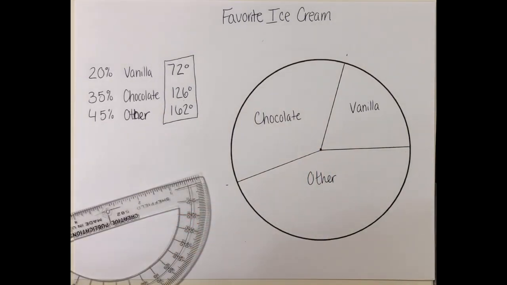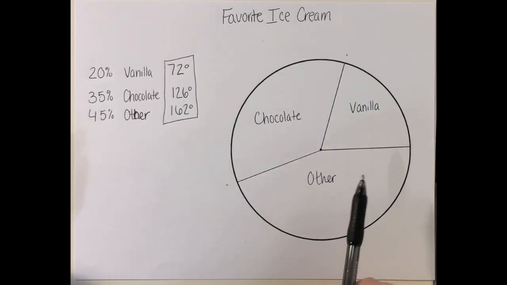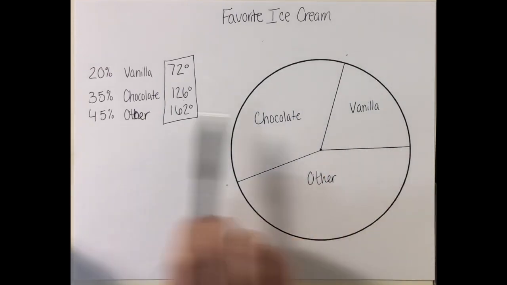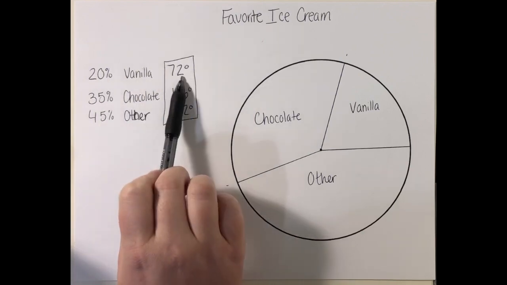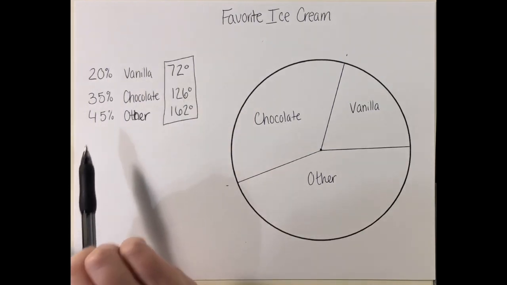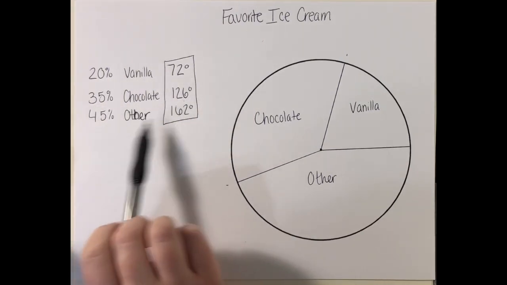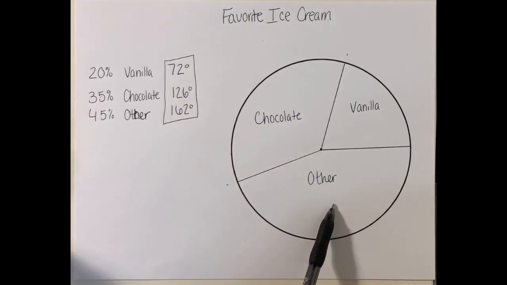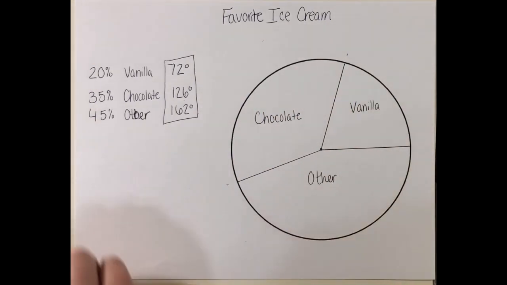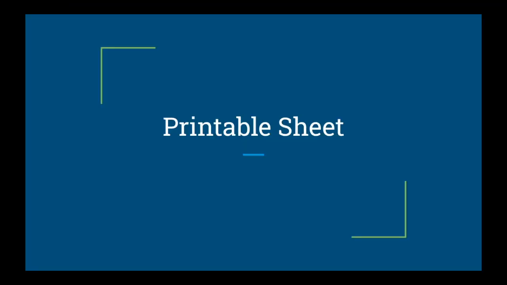Again, you could color code and make a key, but you do need to make sure somehow your sectors are labeled. Notice vanilla is the smallest sector, which was the smallest percentage and angle measure. Chocolate is in the middle, and then other is the largest, so that does just meet the checking right here. Hope that helps. And this video is going to explain how to use the printable sheet.